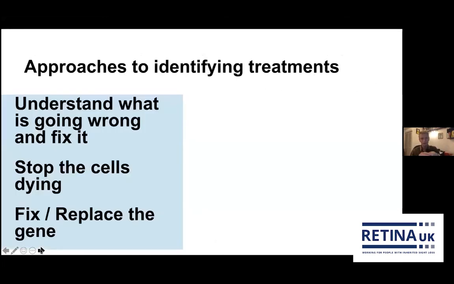So 3 approaches to identifying treatments that we work on in the lab is, number 1, as I mentioned, trying to understand what's going wrong and trying to fix it. A second way is to try to stop the cells dying. And a third way is try to fix or replace the gene.